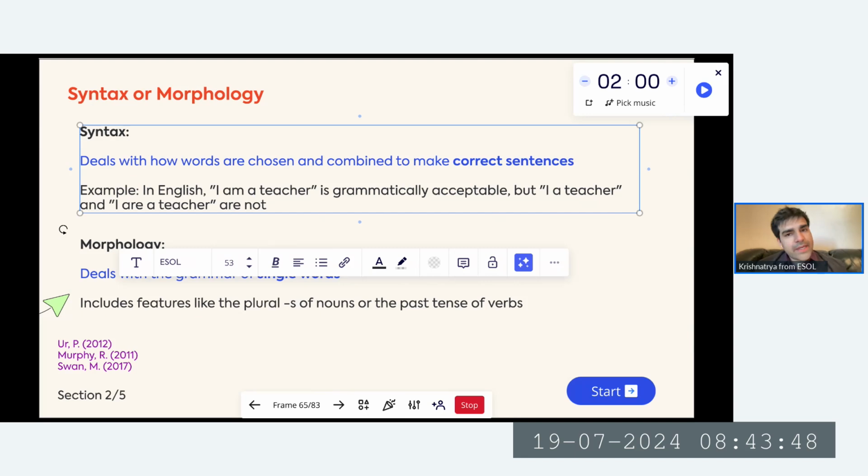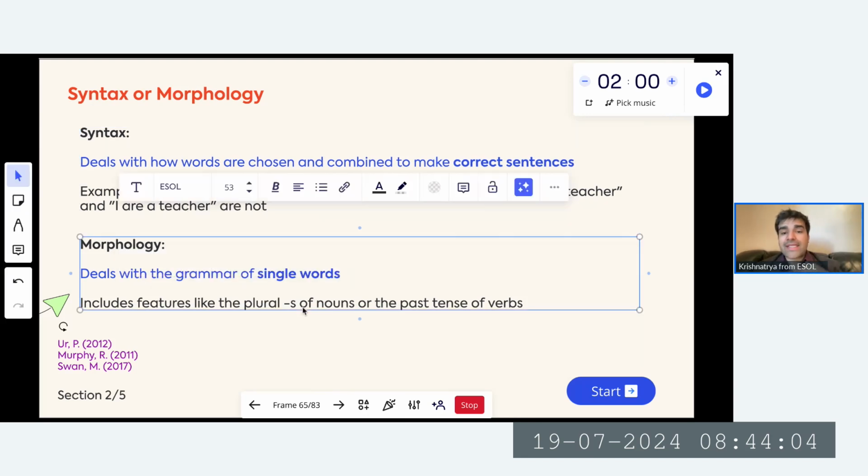Perfect. So दोबारा से last time repeat करेंगे. Syntax क्या होता है? How words come together to form a sentence. For example, I am a teacher is a syntax to form a sentence. On the other hand, morphology is grammar of one particular word. For example, how do we say I slept, not I slept last night? Another example includes features like plural, that is S of nouns and the past tense of verbs.